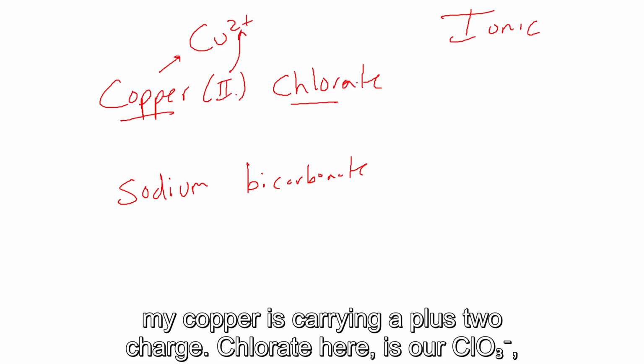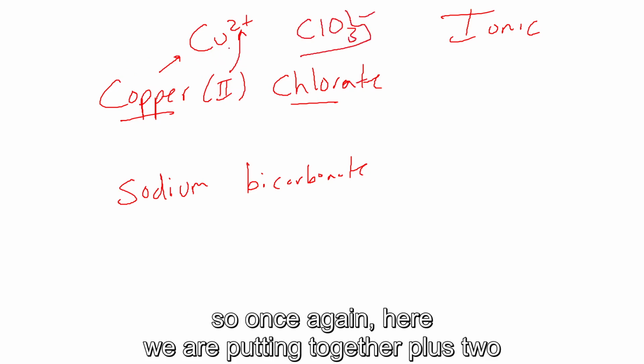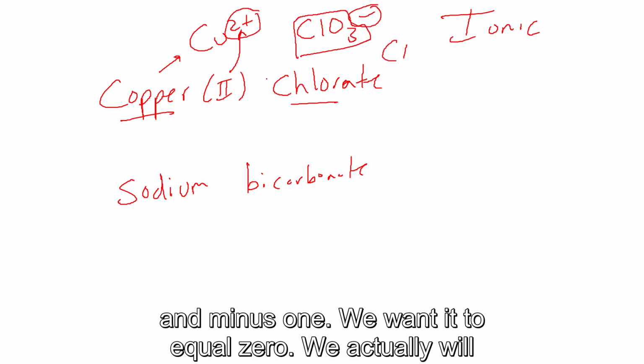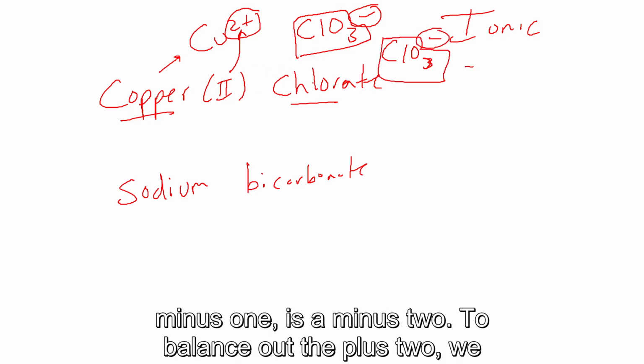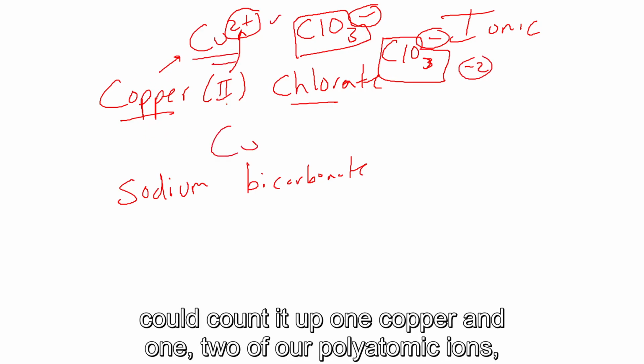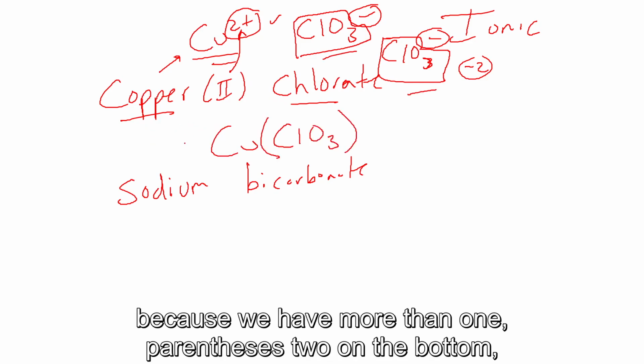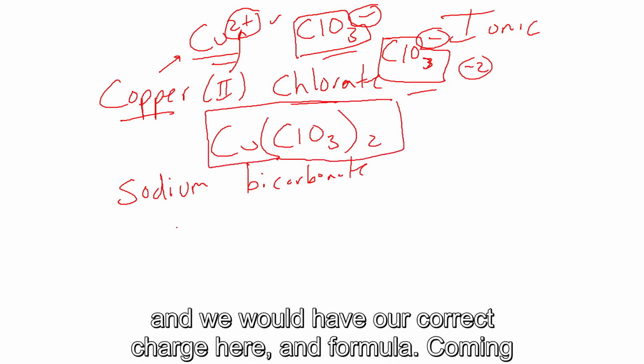Chlorate here is our ClO3 minus. So once again here, we are putting together plus 2 and minus 1. We want it to equal 0. We actually will need one more of these chlorates. That is a minus 1, a minus 2 to balance out the plus 2. We could count it up. 1 copper and 2 of our polyatomic ions, because we have more than 1, parentheses 2 on the bottom, and we would have our correct charge here and formula.